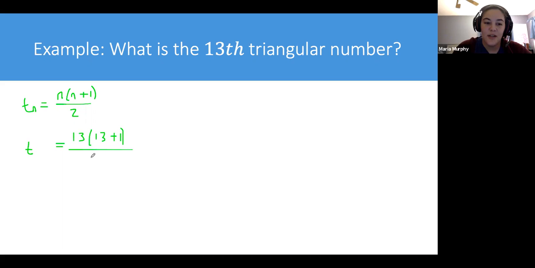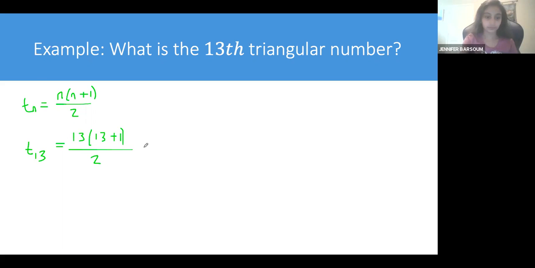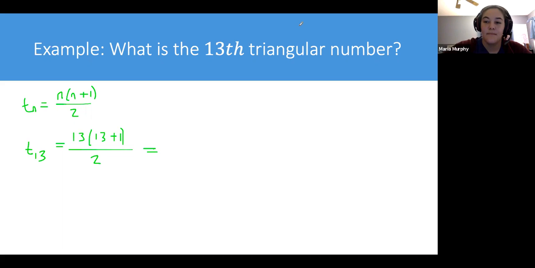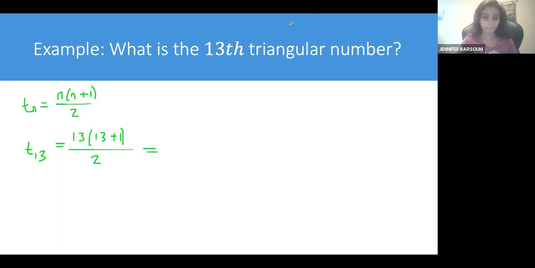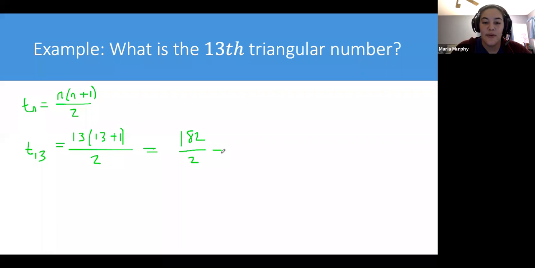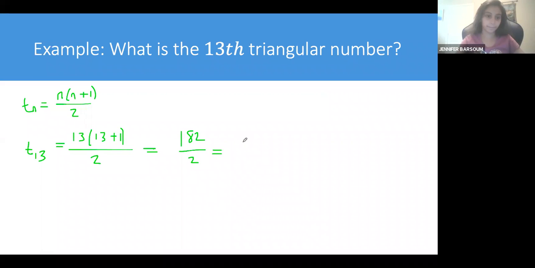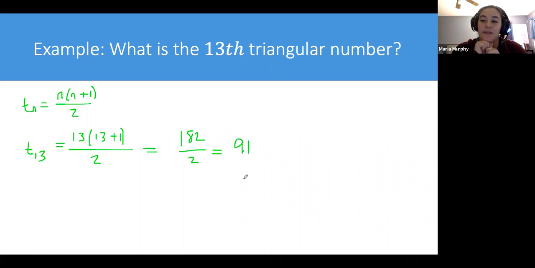Okay, Jennifer, would you like to share what you got and how? I got 91, and I followed the formula, and I did 13 plus 1 times 13, and I got 182 divided by 2, and I got 91. All right, let's slow down a little bit. So what you did was you did the triangular number 13. You went 13 times 13 plus 1 over 2. So 13 times 14 was? 182. And you divided by 2, which gave you what number? 91.